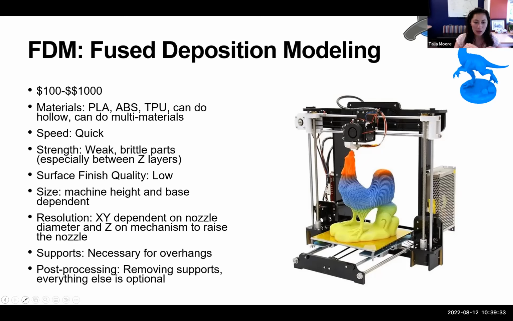Resolution in the XY plane, so in the plane of the print bed, is going to be dependent on your nozzle diameter. And in the Z direction, it's based on your mechanism to raise the nozzle. If you see here, there are vertical rails, and that's what allows you to raise your nozzle up.